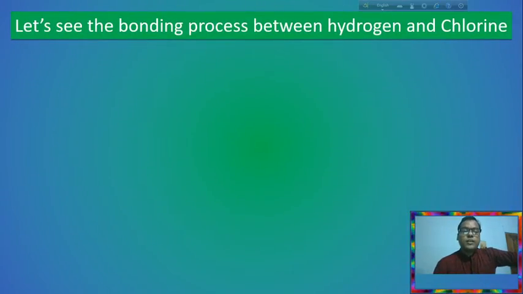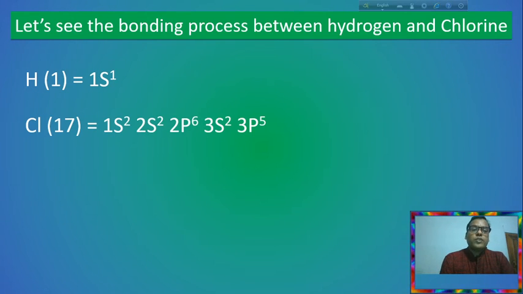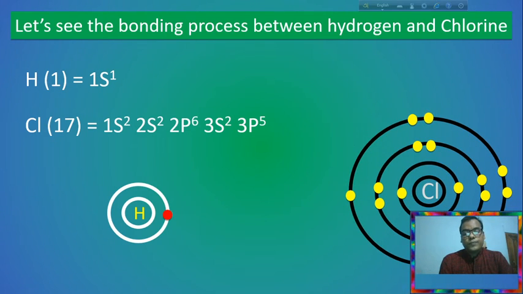Dear students, let's see the bonding process between hydrogen and chlorine. Hydrogen is a non-metal. Its electronic configuration is 1s1. Chlorine is another non-metal. Its electronic configuration is 1s2 2s2 2p6 3s2 3p5. Hydrogen has only 1 electron, and chlorine has 7 electrons at the outermost principal energy level. This is the hydrogen atom, and this is the chlorine atom.